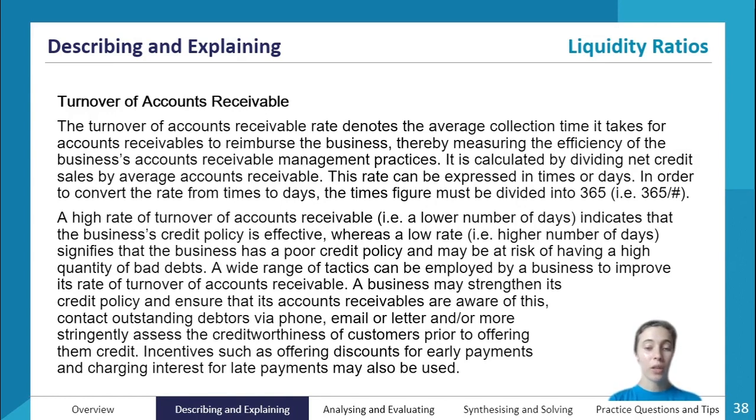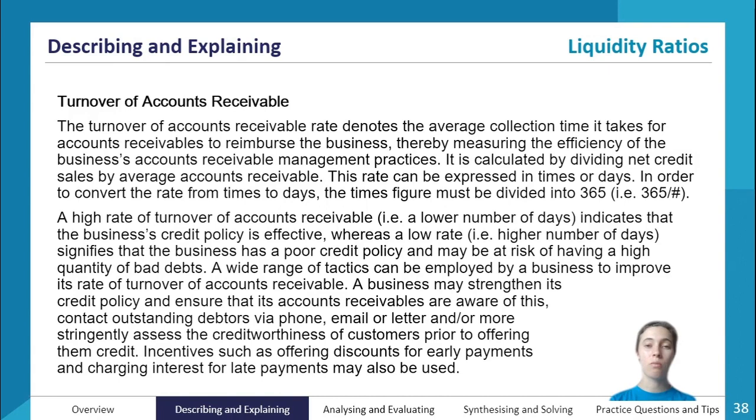So a wide range of strategies can be used to improve this ratio. So it could improve its credit policy, contact outstanding debtors. So you could perhaps hire someone to phone, email, or send letters to the people who owe the business money, to try and follow up and prevent the debts from turning bad.